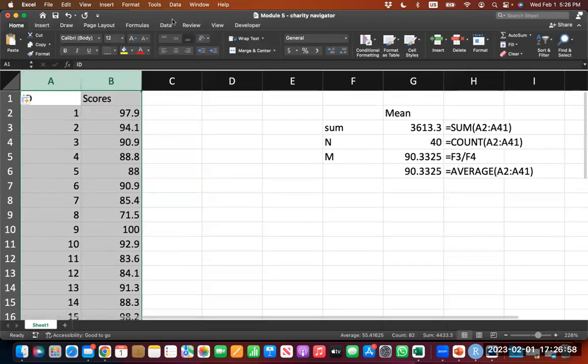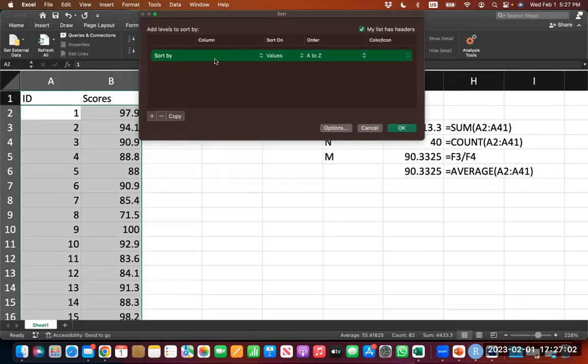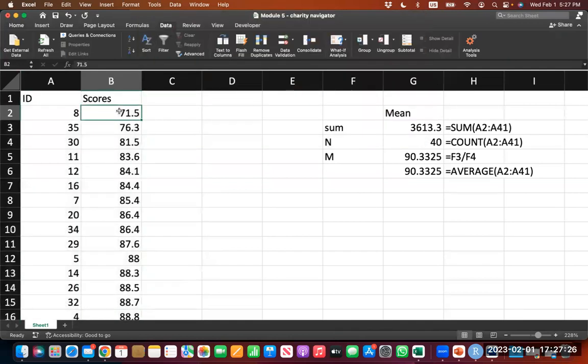Then you click on data. You click again on sort. And now you sort by, make sure that my list has headers is activated. And you're sorting this by your actual score. So you sort this by score, smallest to largest. When you do that, it will sort it starting with the lowest entry, all the way down to the highest entry of 97.9, I think is the highest.